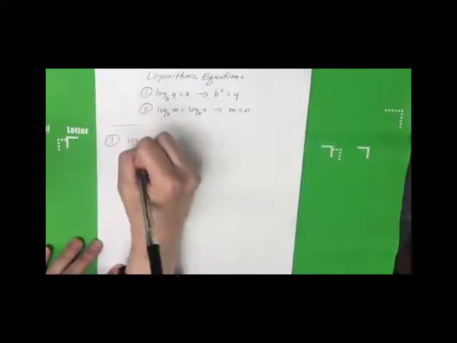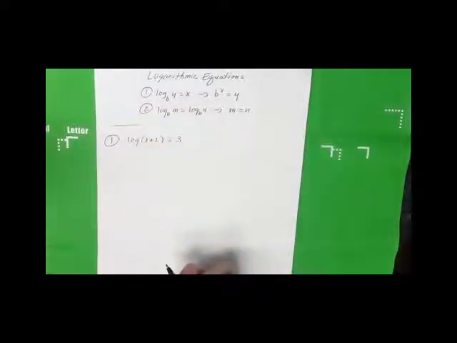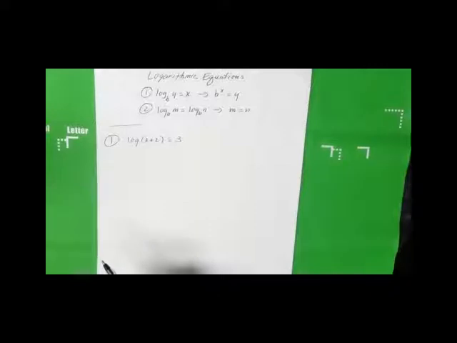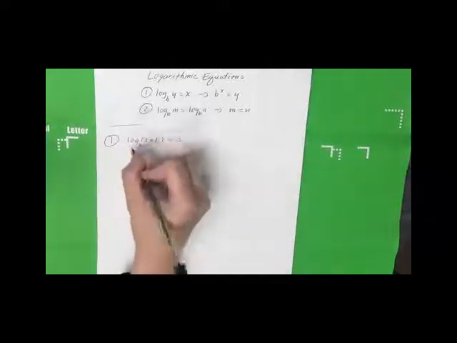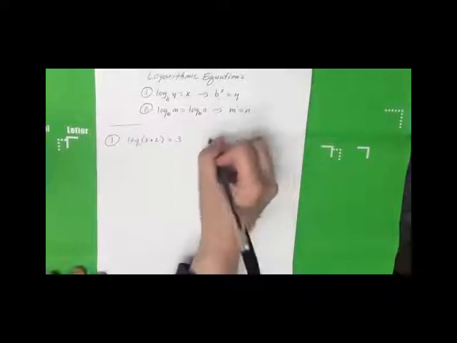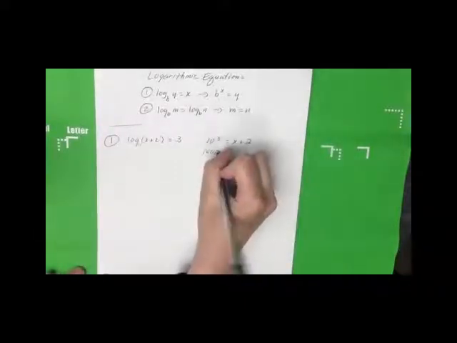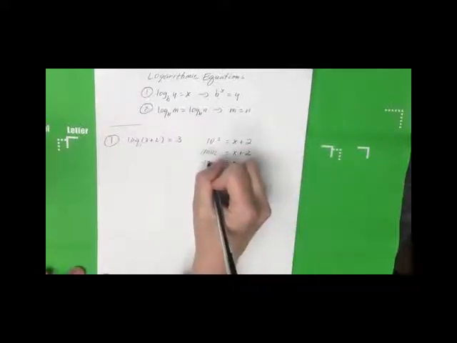Say I have log of x plus 2 equals 3. Notice that there is no base written there, but do you remember what the base would be? It's 10 because it's a common log. So the 10 is implied. Write this back in exponential form. I can write 10 to the third equals x plus 2. That is 1,000 is x plus 2, and so x, subtracting 2, is 998.